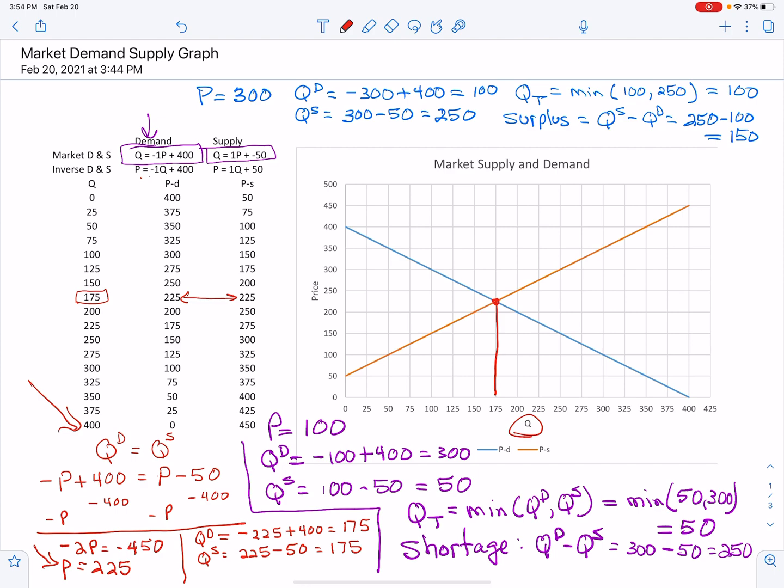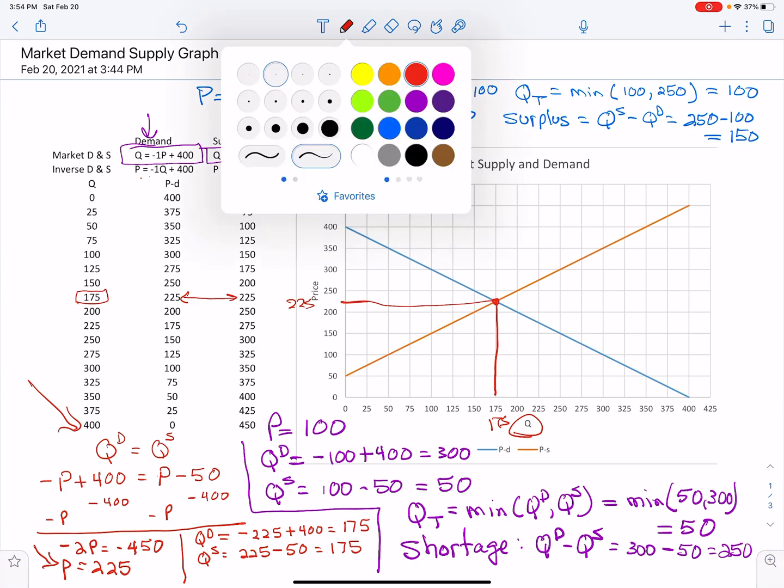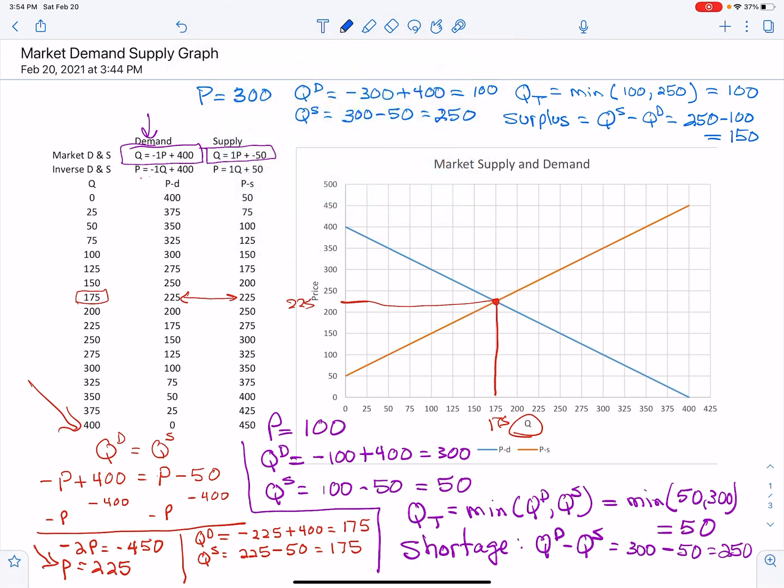This is our quantity axis. So the equilibrium quantity is 175, and the equilibrium price, as we found, is 225. All right. Now, the next one we're going to go to is the blue one up here on the top, and that's just a price of 300.